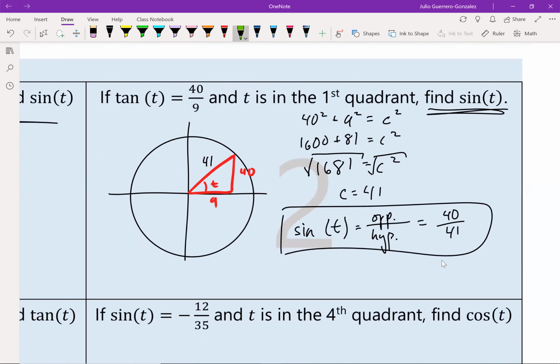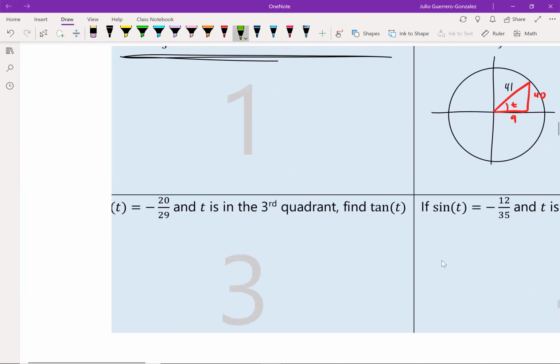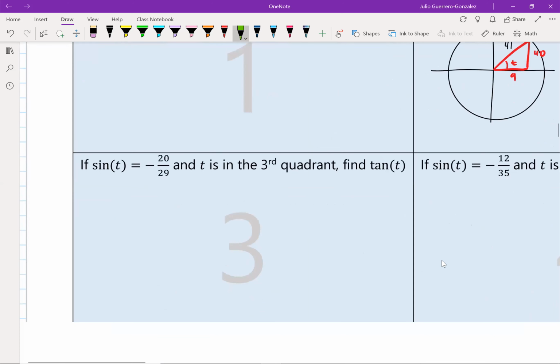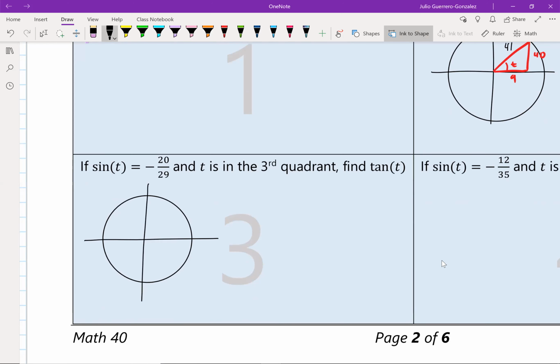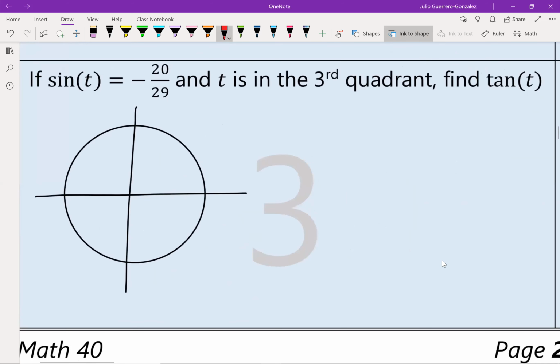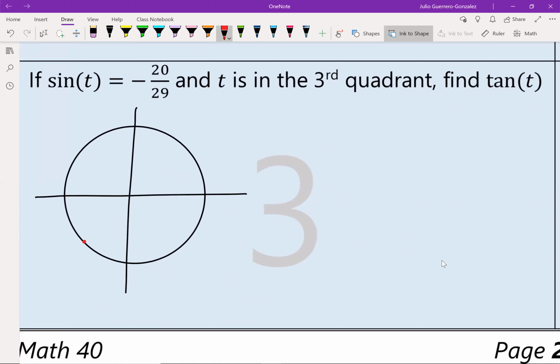Okay, let me do one where it's in the third quadrant. Here we go. This one that's in the third quadrant. Same thing, right? So we're going to draw our unit circle. That's not completely straight. Okay. We're in the third quadrant somewhere, so we are somewhere in here. So again, I'm going to draw my triangle, right?